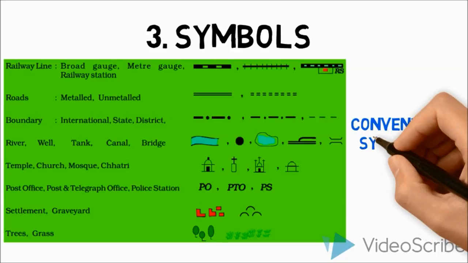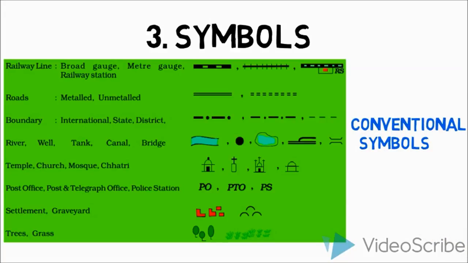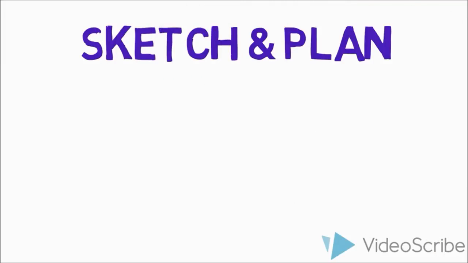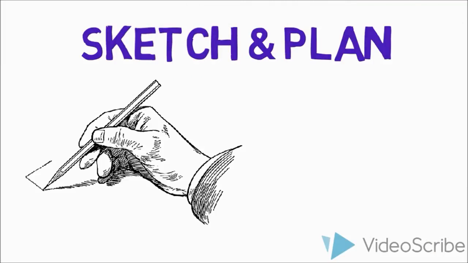Various colors are used for the same purpose. For example, generally blue is used for showing water bodies, brown for mountain, yellow for plateau, and green is used for plains. A sketch is a drawing mainly based on memory and spot observation.